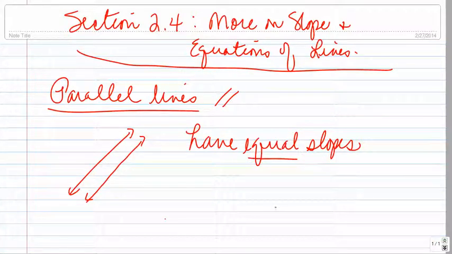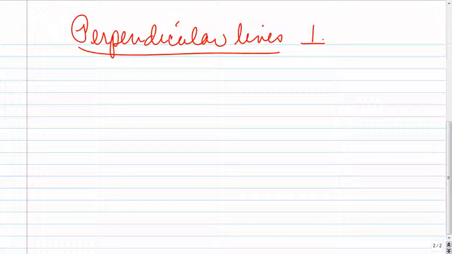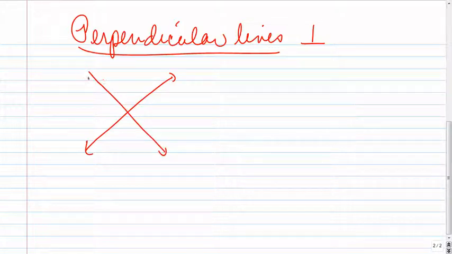All right, let's think about perpendicular lines. And remember the upside down T that represents perpendicular lines. Okay, let's say I have a line that slants, it's rising from left to right, and the slope would be positive. A line that's perpendicular to it is going to fall from left to right, so it will have a negative slope.